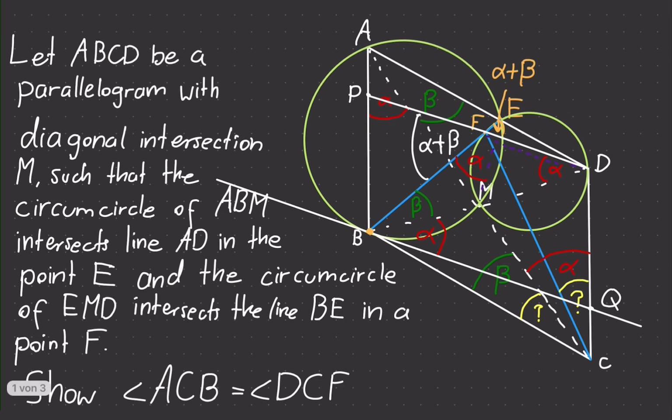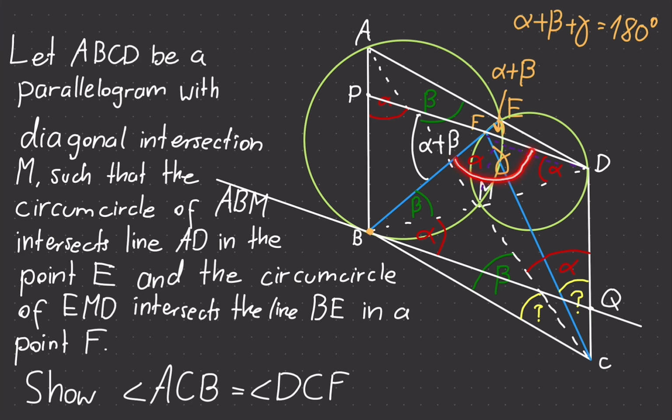So this means now that this angle here, I'm just going to call it gamma, plus alpha plus beta, make up an entire 180 degrees. All right? So I'm going to write this down on the side. Alpha plus beta plus gamma equals 180 degrees. And this is now the key to our solution.